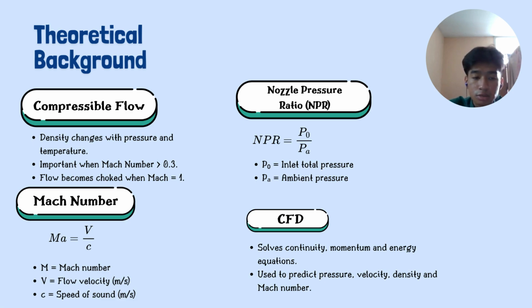The second concept is Mach number, which is defined as the ratio of the flow velocity to the speed of sound. It is an important parameter used to determine whether the flow is subsonic, sonic, or supersonic. Another important parameter is the nozzle pressure ratio, or NPR, which is the ratio of the inlet total pressure to the ambient pressure. Increasing the NPR causes the flow to accelerate, and once a critical value is reached, the flow becomes choked.